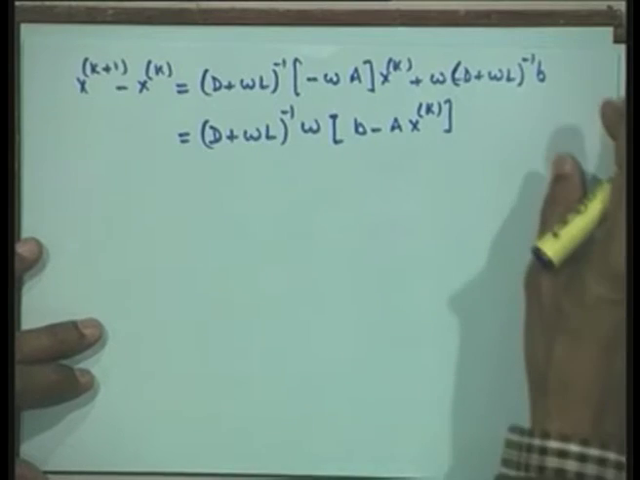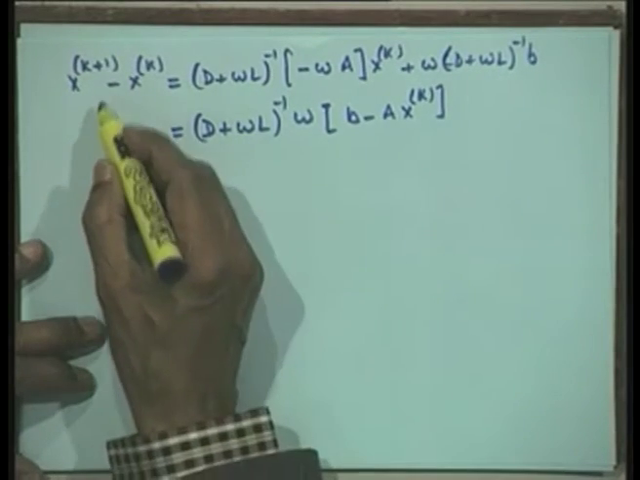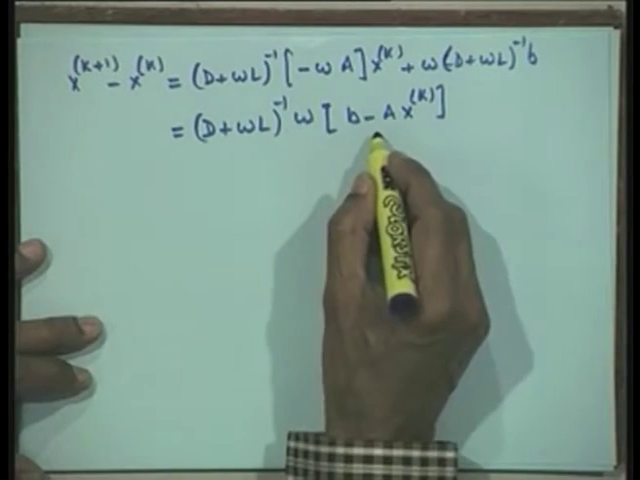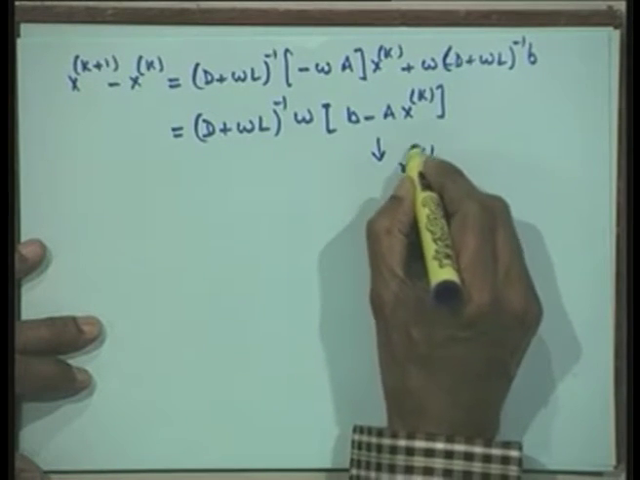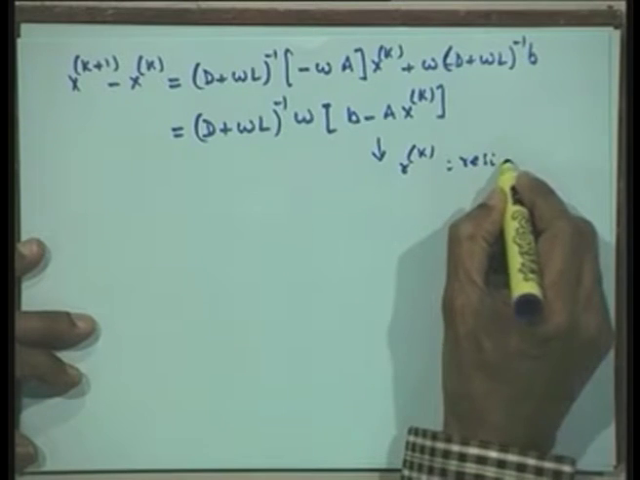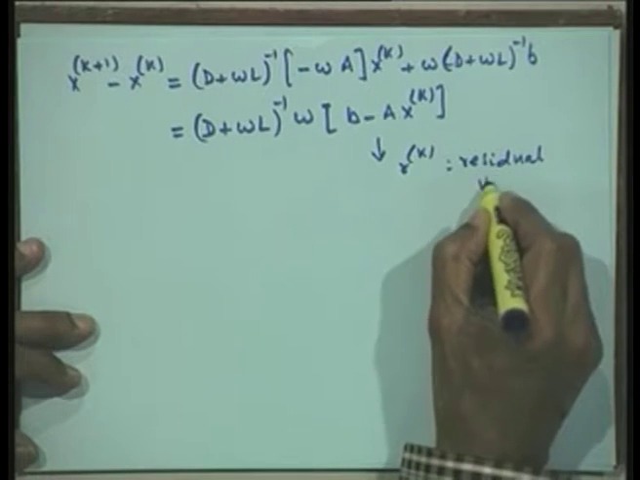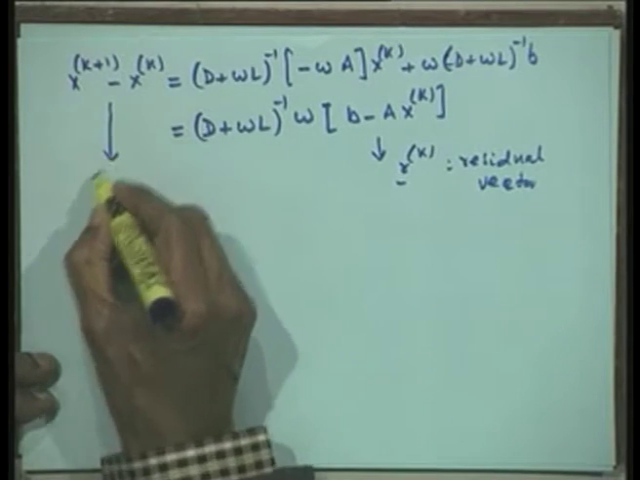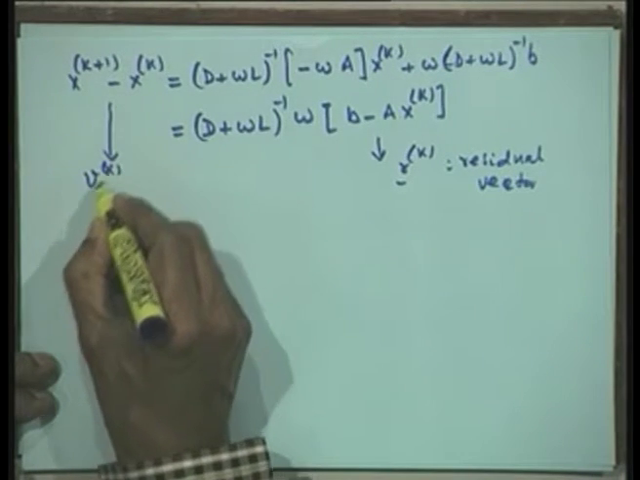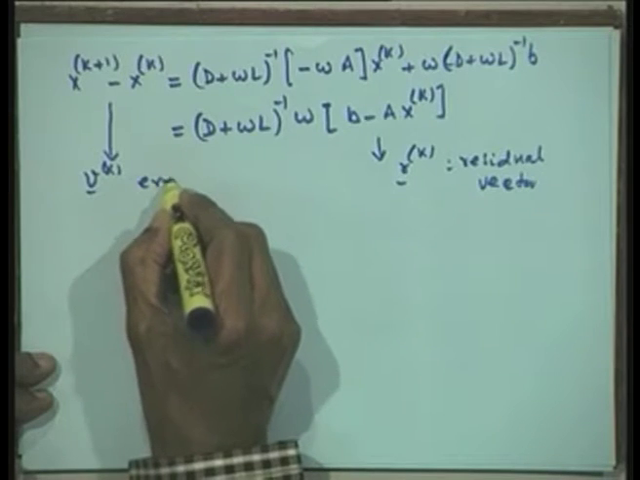Therefore, in the notation that we have used for the Gauss-Seidel method, we call this V k and this R k, the residual vector. This is our residual vector, and this is our error in the solution V k.